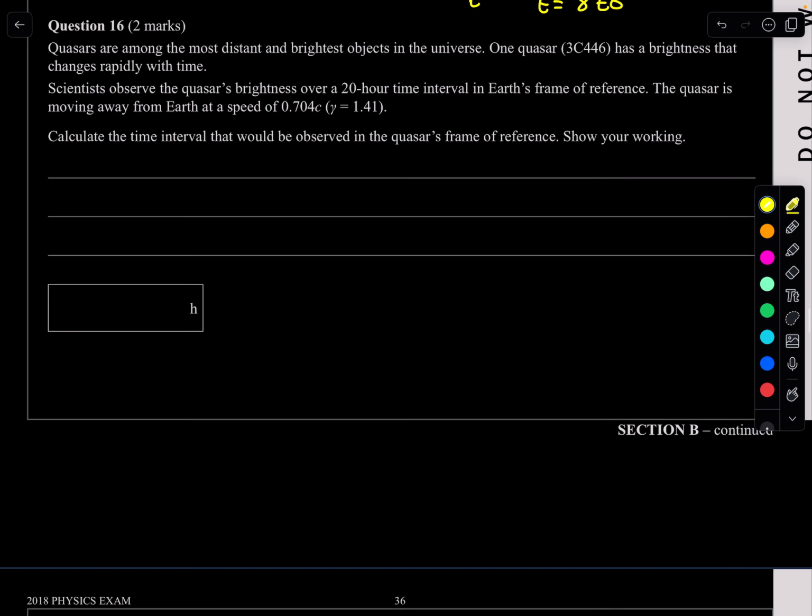So, imagine this is the Earth. I always try to draw diagrams to know which one is dilating. So this is the Earth, and I'm going to draw another ball, and this is the quasar moving away from the Earth at a high velocity, 0.704 c.